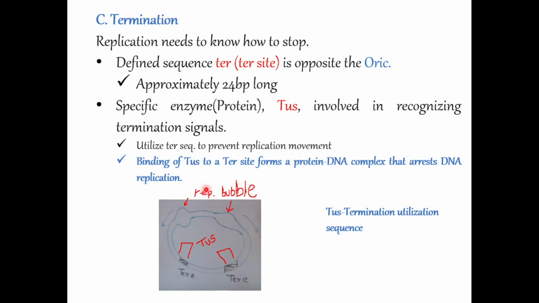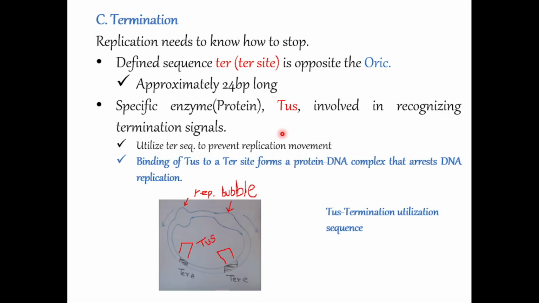So how can this DNA replication be terminated? Replication needs to know how to stop. There are different signals. The cell knows how to begin and how to stop. There is what you call a Ter sequence here. Suppose this is an example I provided here. The Ter sequence at the Ter site, which is opposite to the origin of replication, is approximately 24 base pairs long.